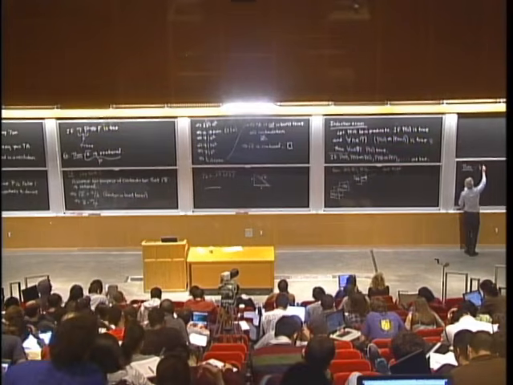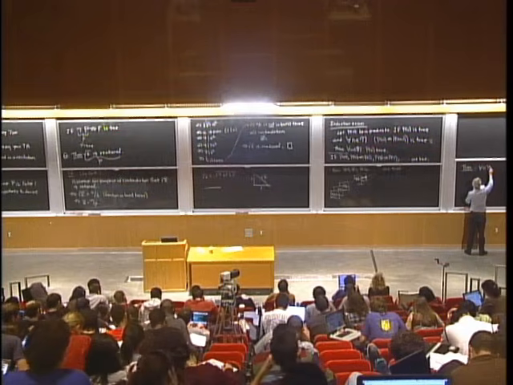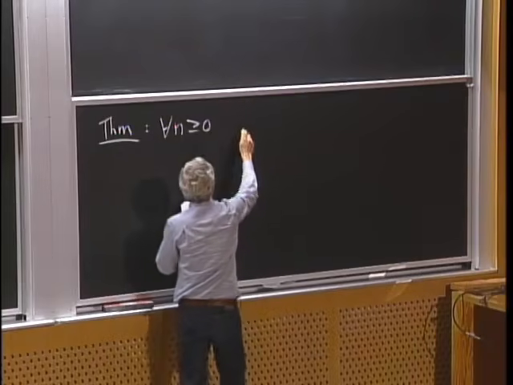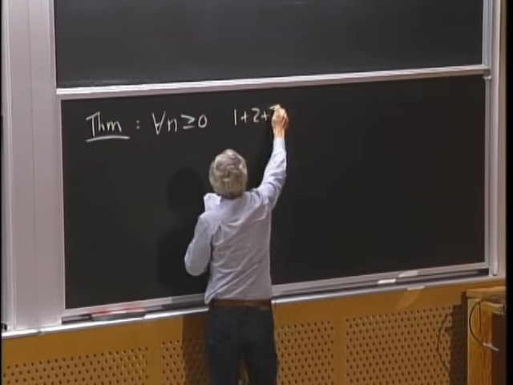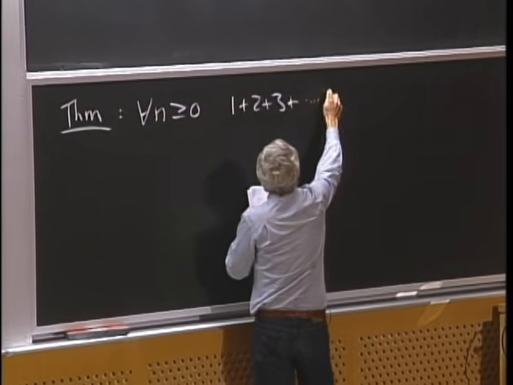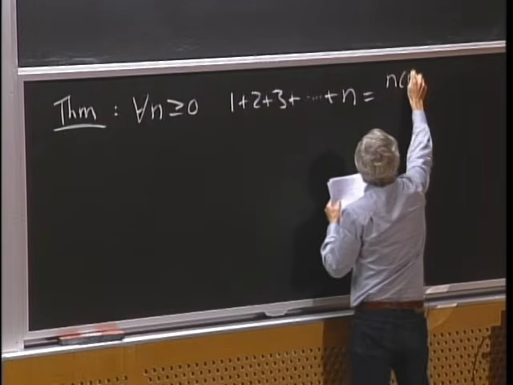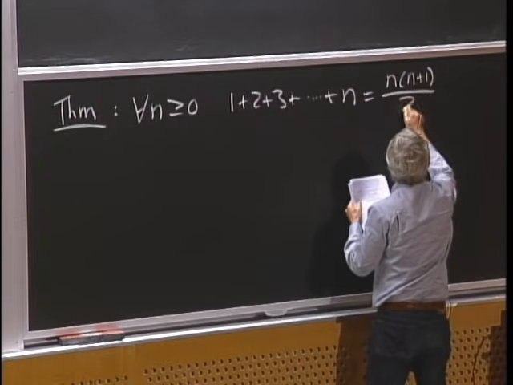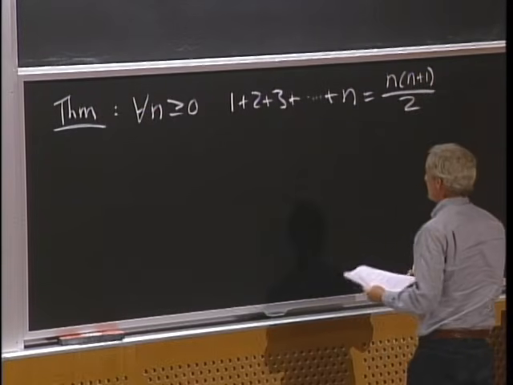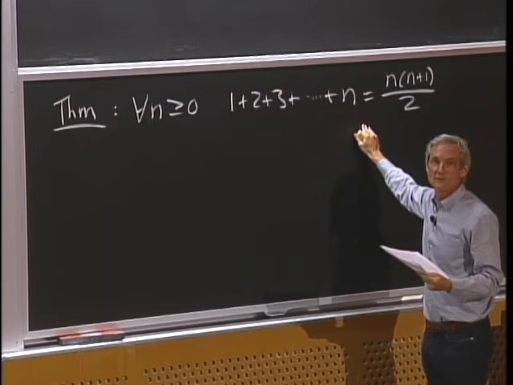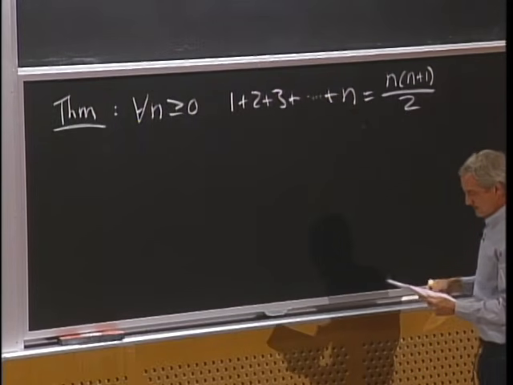So let's prove that for all n greater than or equal to 0, again, natural numbers, that 1 plus 2 plus 3 plus ... plus n equals n times (n plus 1) over 2. This is actually a useful thing to remember. We're going to use this identity all term.